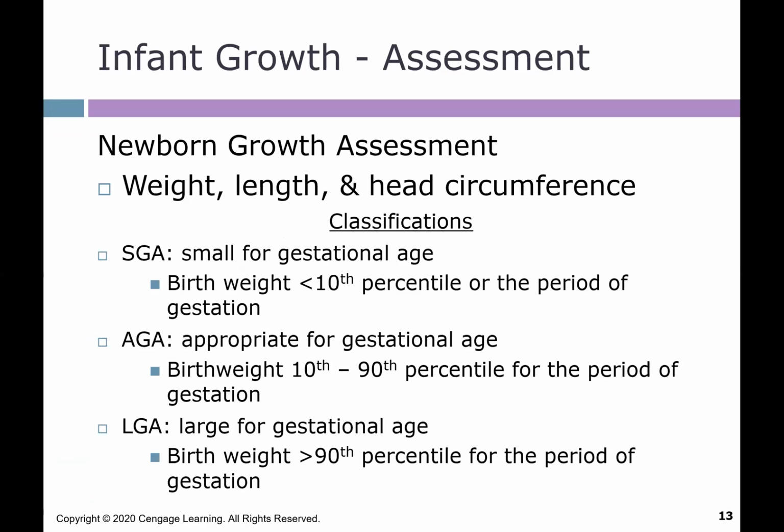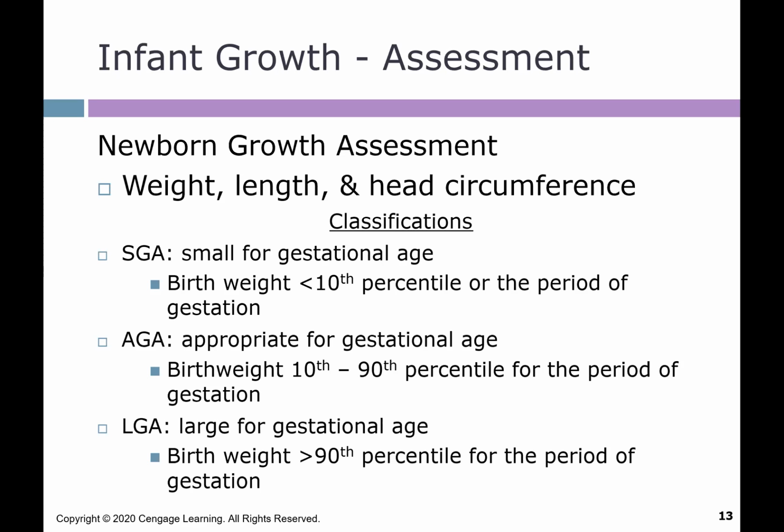So gestational age, meaning what week are they born? Are they born at 37, 38, 39 weeks? You would plot their birth weight, or if you were looking at length or head circumference, you would plot those against their gestational age. And then this tells you how that compares to other babies born at the same week. Are they smaller than, average to, or larger than other babies born at that same week?